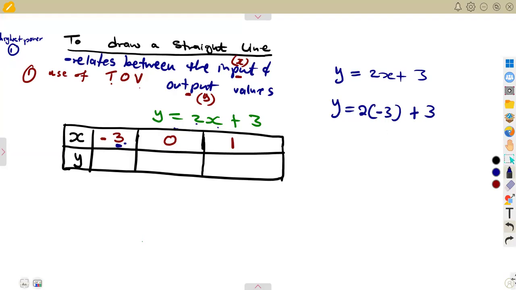The presentation of the equation might be 3x minus y is equal to 0, or whatever that you're given. Presentation may vary.